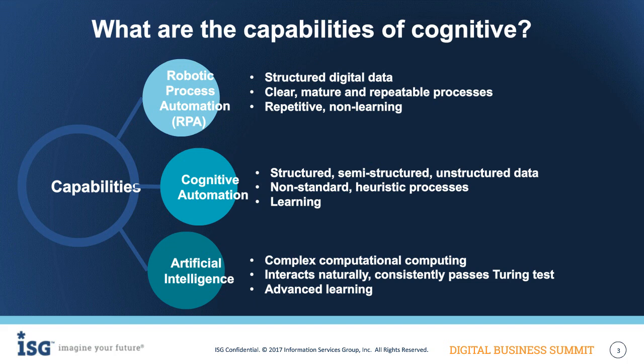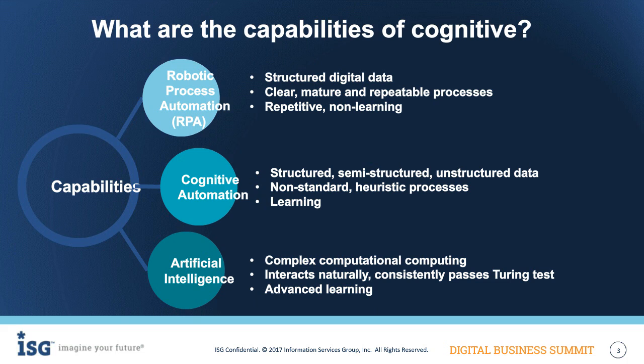Let's make sure we're talking about the same things. We tend to view the capabilities of cognitive in a couple of different buckets. And you can see here the top part is RPA just as the differentiator. But then if you think about cognitive and artificial intelligence, there is a slight nuance of a differentiation here. And this slide begins to call it out a little bit.